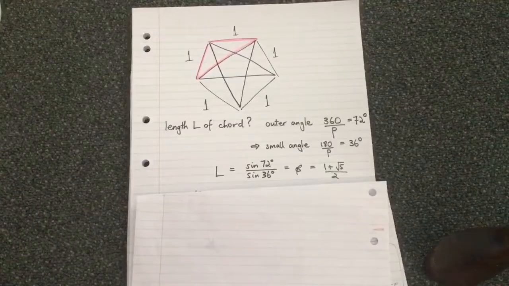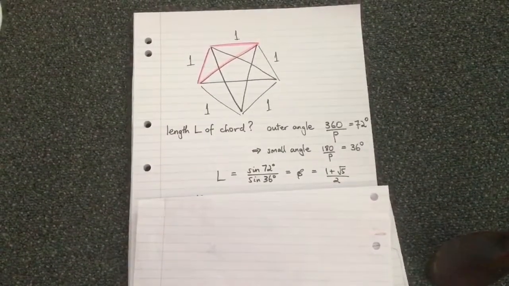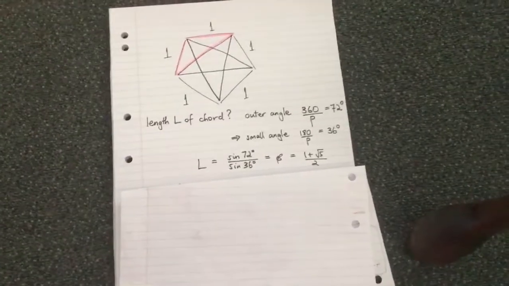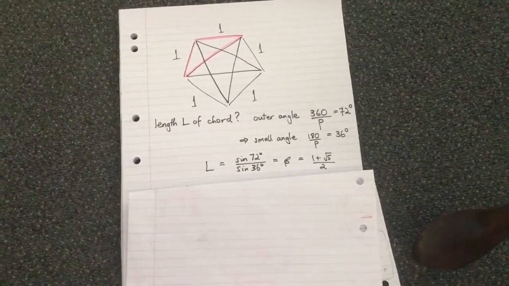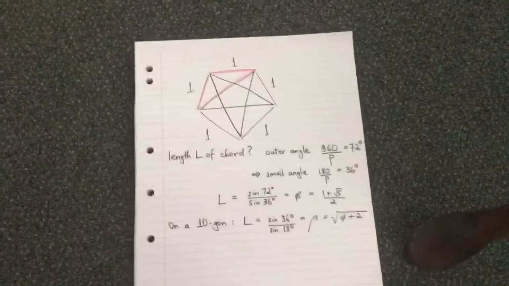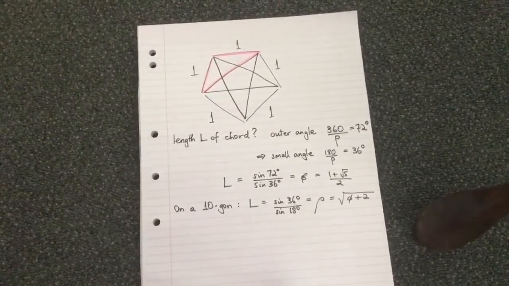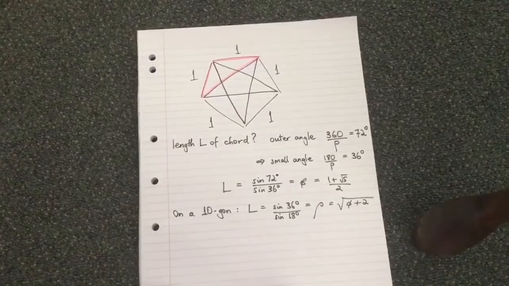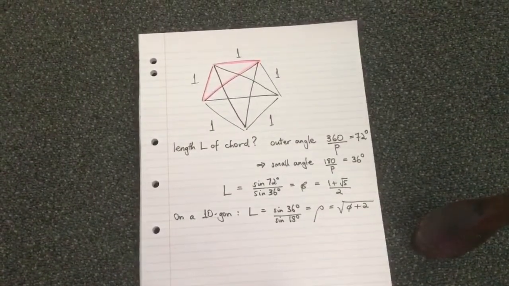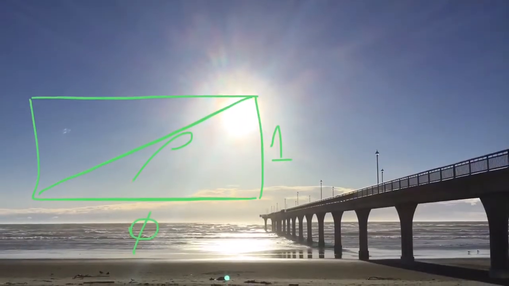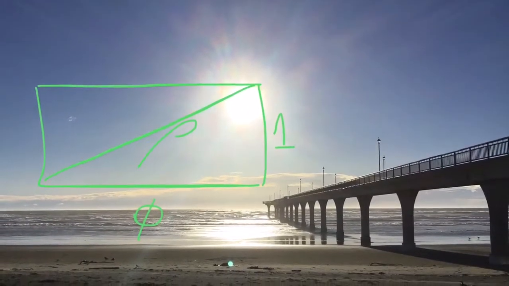Now notice that we could use the same argument for any polygon. So if we took a polygon with 10 sides rather than 5 sides, then we're dividing 360 by 10 rather than 5. And the length of a chord is going to go to sine of 36 divided by sine of 18. And that's another special number which we call rho, which is the square root of phi plus 2. The lengths on a golden rectangle include rho as the diagonal.